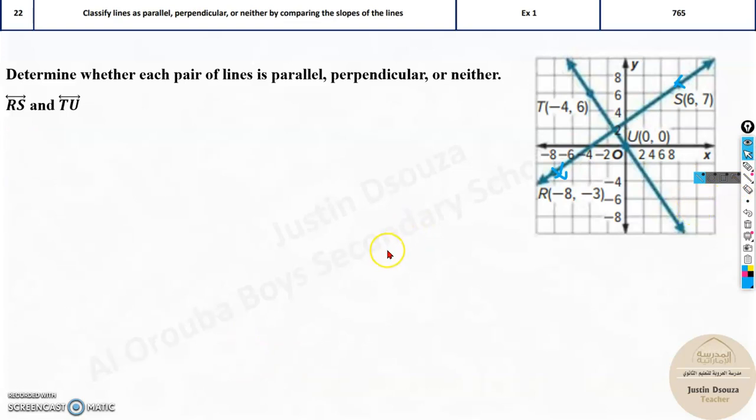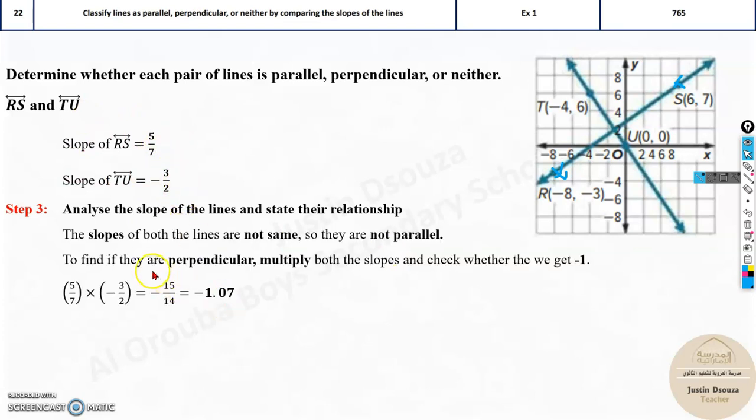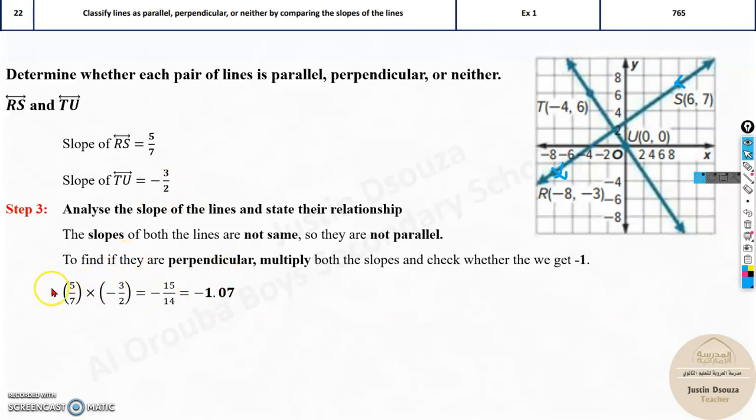It's fine. But what you have to do is you need to multiply these two slopes, and if you get -1, it is perpendicular. Multiply them. The answer is -15 by 14. That's -1.07. Look, it's very, very close to -1, but it is not -1. Only if you get exactly -1. It should not be any decimal. It should be just -1. If that is the case, then your lines would be perpendicular.